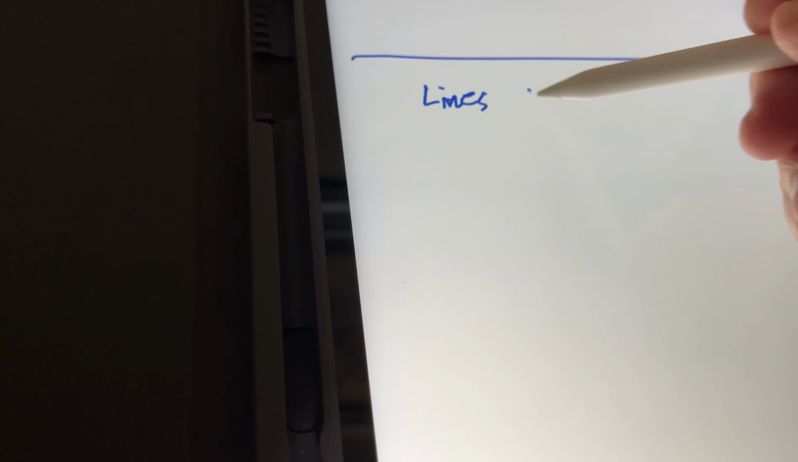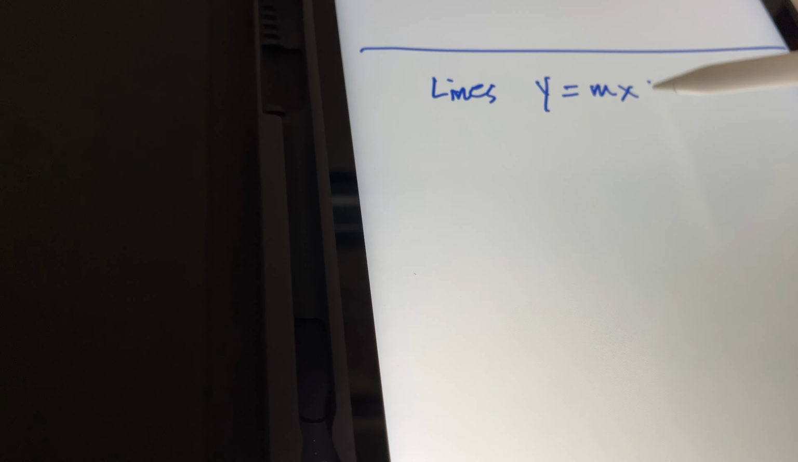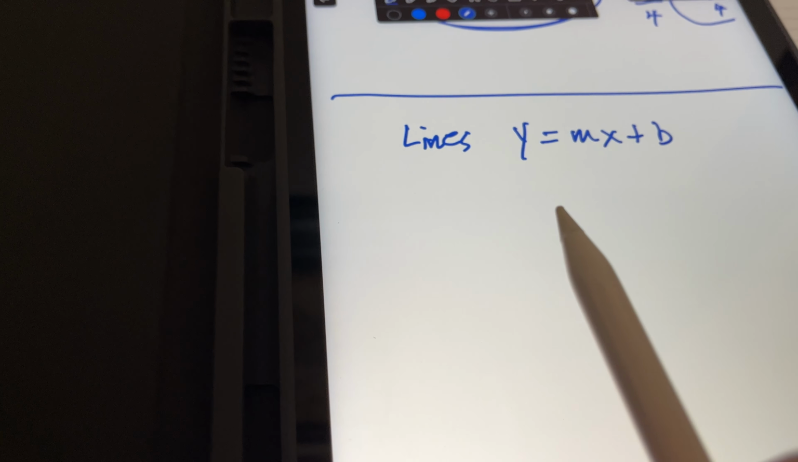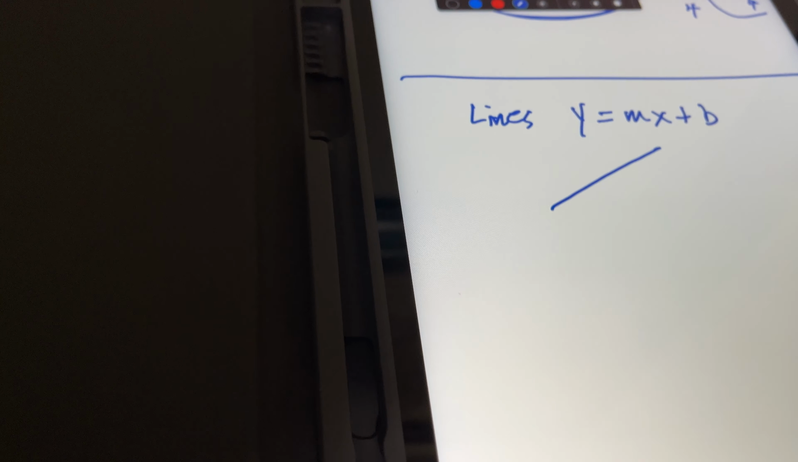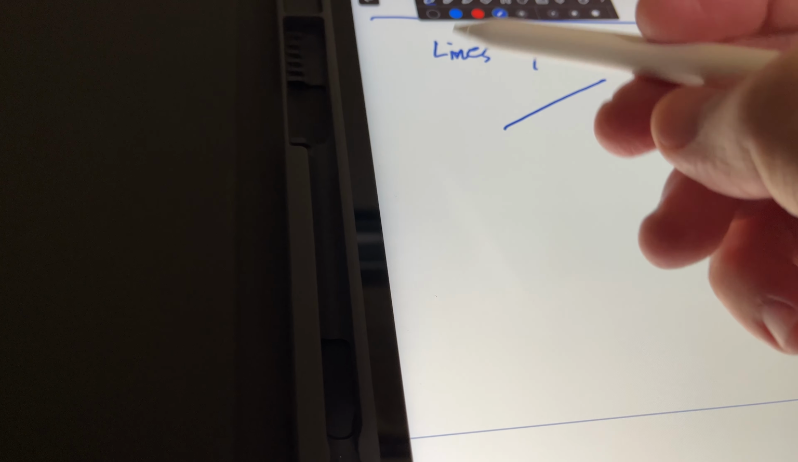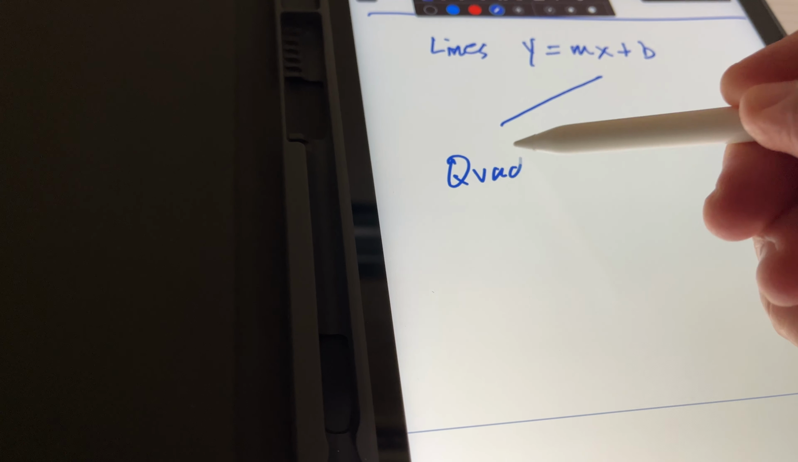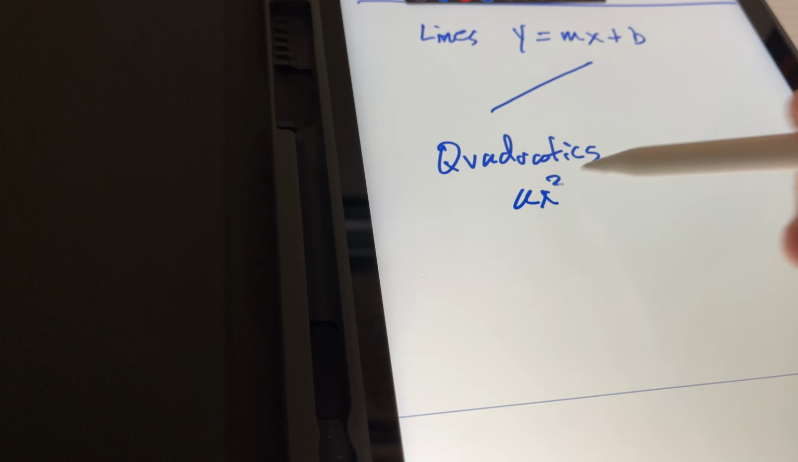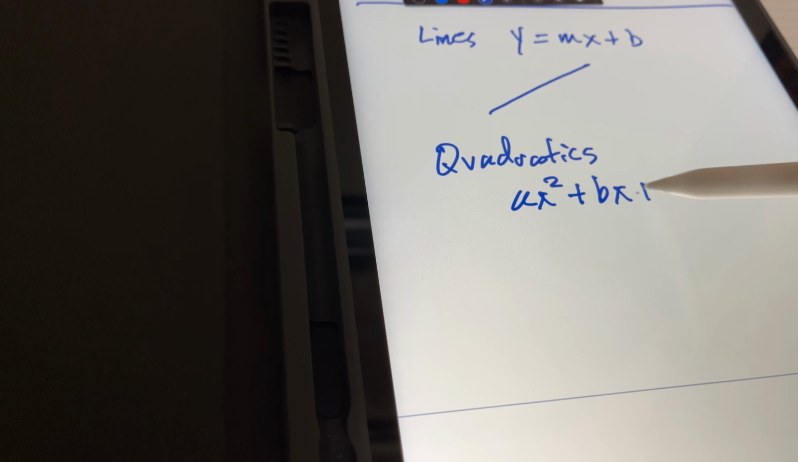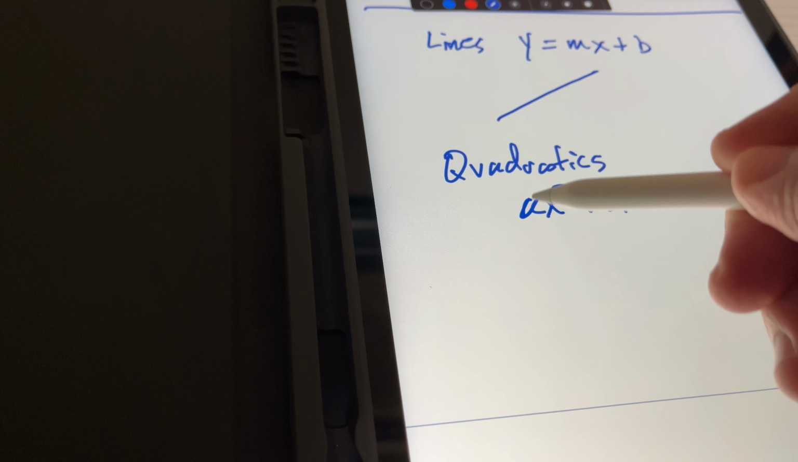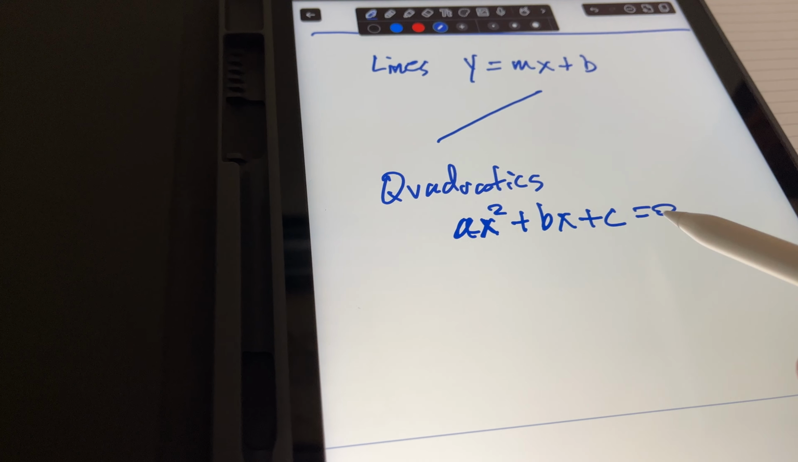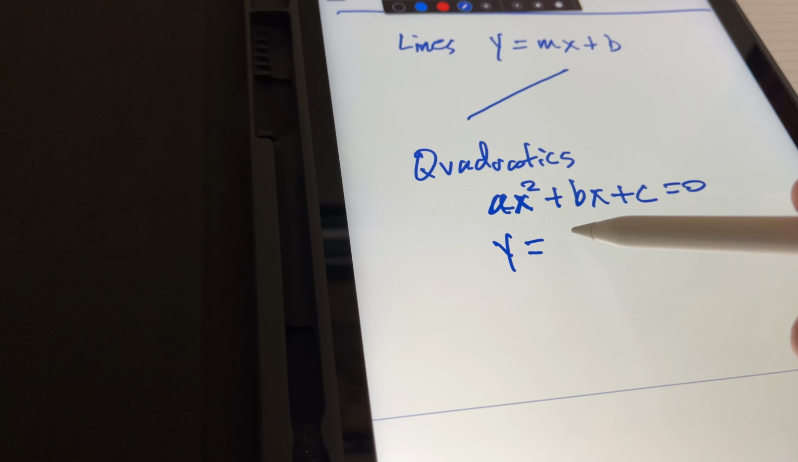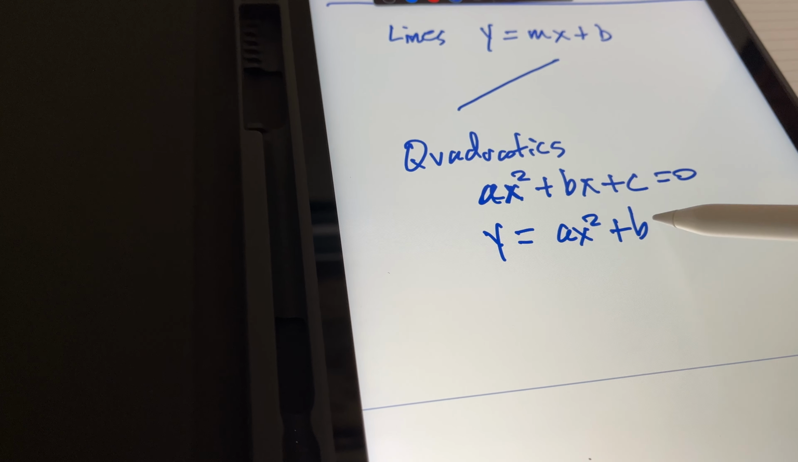So in algebra, you spend a lot of time talking about lines, and lines are going to be in this form. Or at least that's one form you can write them in. And lines look like this. But now we're talking about quadratics. And quadratics are in this form: ax squared plus bx plus c equals 0. Or you could even say y equals this. So you could write it this way.